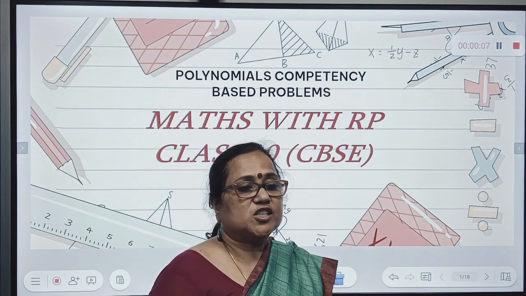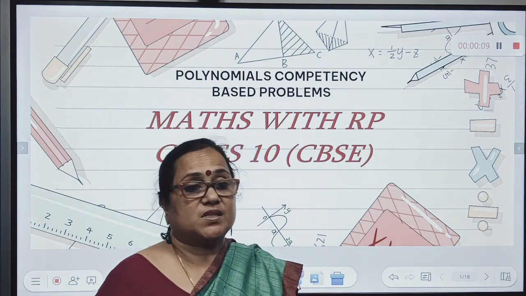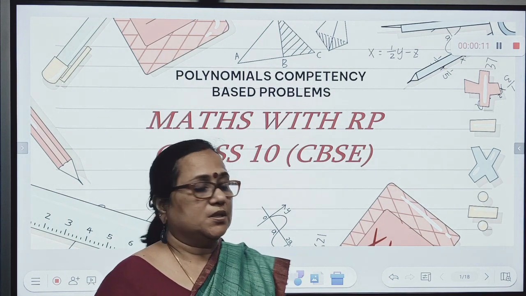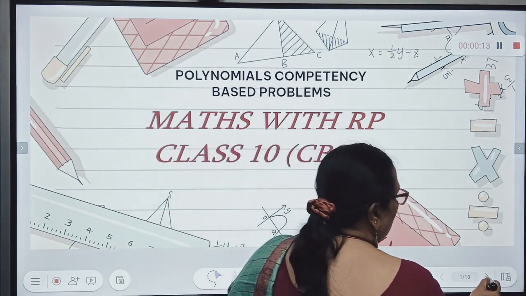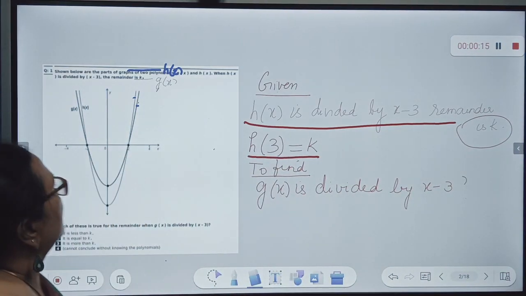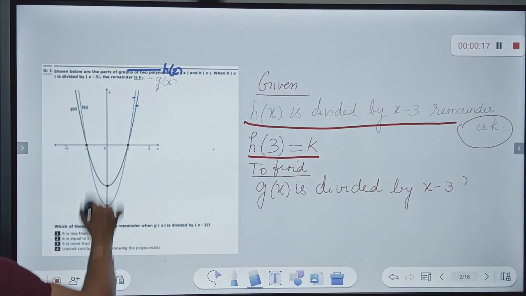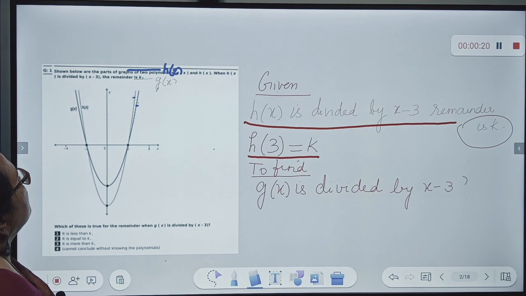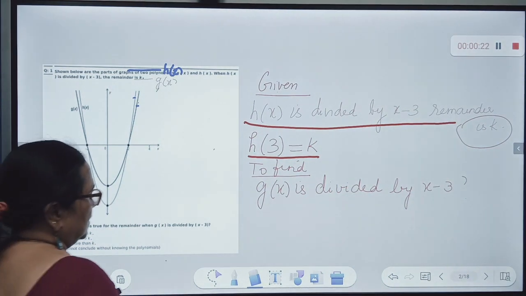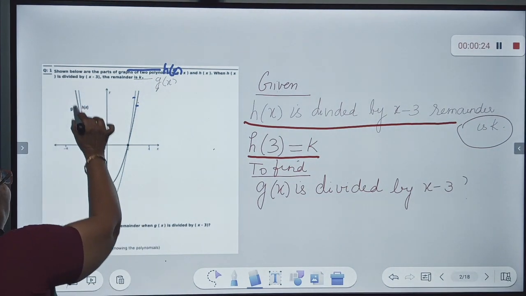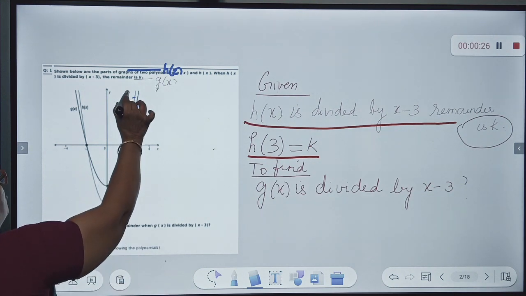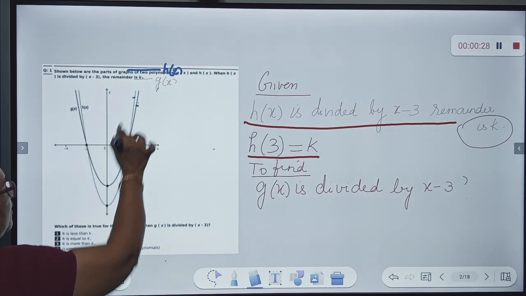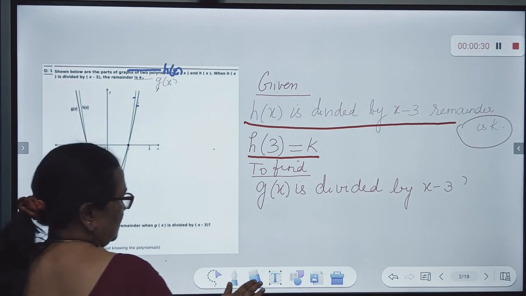Today we are going to explore competency based questions related to polynomials. Let's look at one such question. You are given two graphs, h of x and g of x. You can see the lighter shaped graph is h of x and the darker shaped graph is g of x.